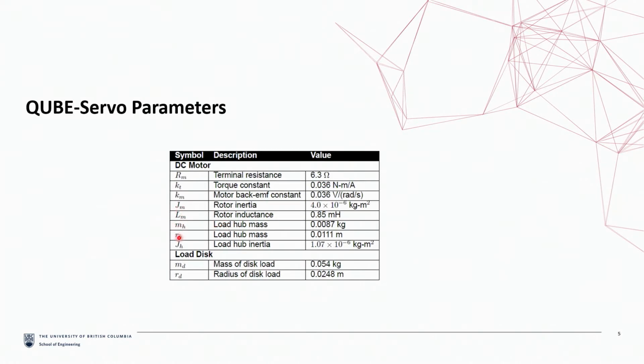You can use this table to substitute the parameters in the discussed equations with the numerical values corresponding to Quanser cube servos. Please do not use the JH value, which represents the load hub inertia, and calculate it using the half times m times r squared formula that we saw in the previous slide, using the given mass and radius parameters.